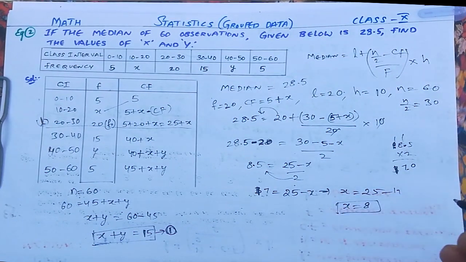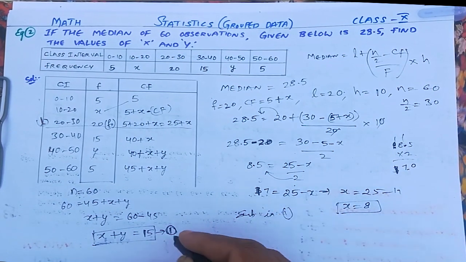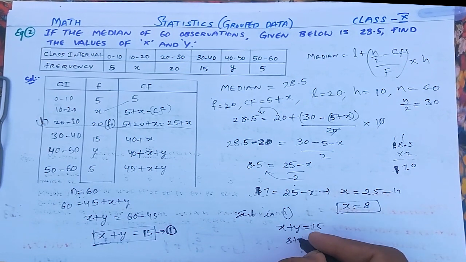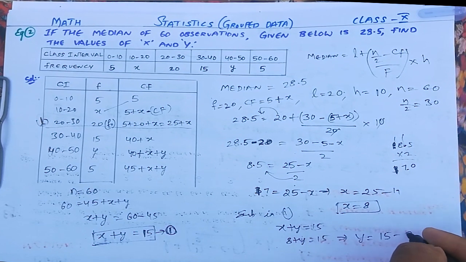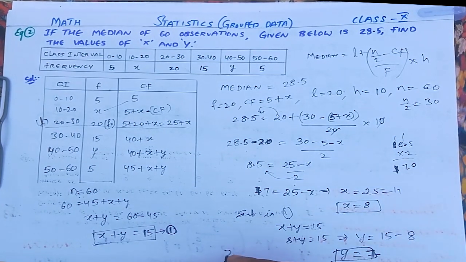After getting x equal to 8, substitute it in equation 1, x plus y equal to 15. 8 plus y equal to 15. That implies y equal to 15 minus 8. Bring 8 this side. So 15 minus 8, how much is it? 7. So the missing frequency values are x equal to 8 and y equal to 7. These are the values. You can verify: add them, 8 plus 7 gives 15.